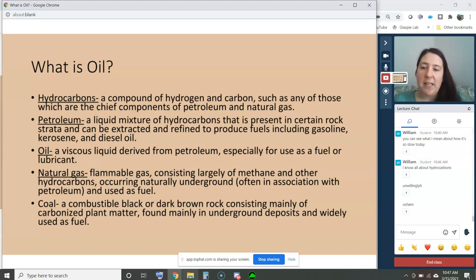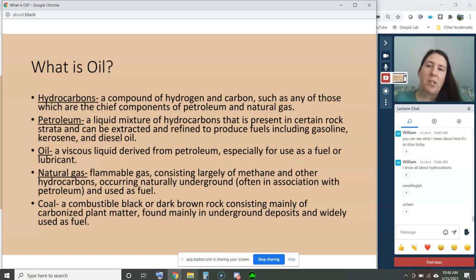And oil can be used in the same way as petroleum is, so it's just a liquid derived from petroleum, especially as we use it for fuel. So petroleum and oil can really be used interchangeably, at least for the purposes of this course. Natural gas is a flammable gas consisting largely of methane and other hydrocarbons, and it occurs underground in association with petroleum, and it too can be used as fuel. So oil and natural gas are often found together.